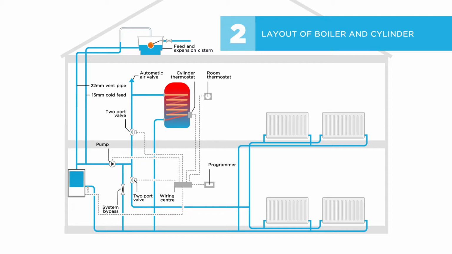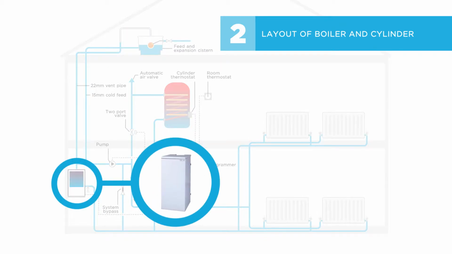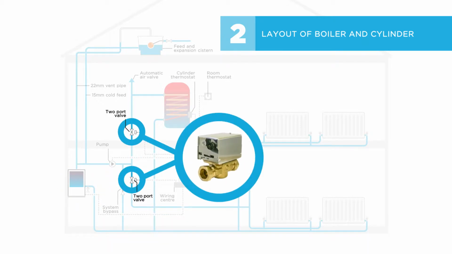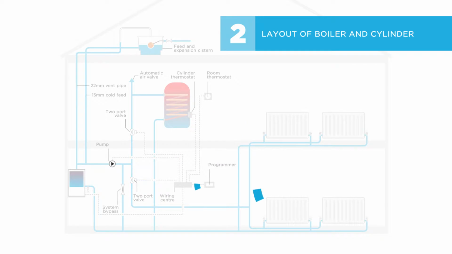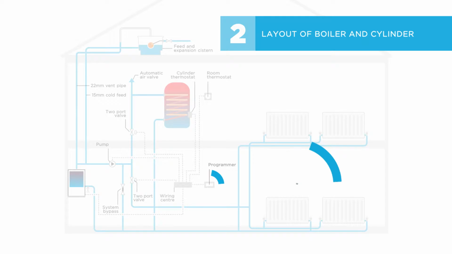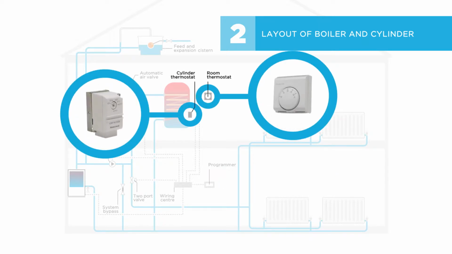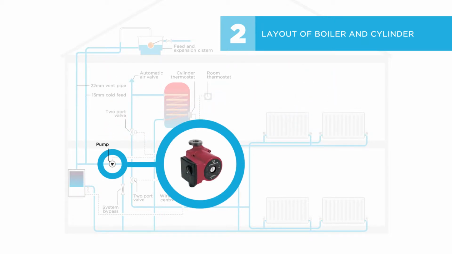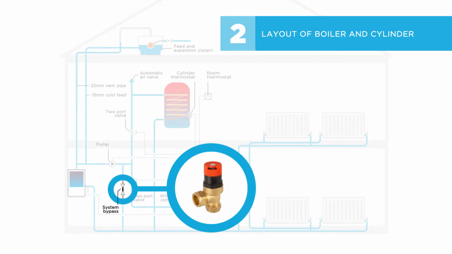This system includes a boiler which heats the water, two 2-port valves which control the flow of water to the central heating circuit and the hot water circuit, a programmer which activates the system, a room thermostat and a cylinder thermostat which controls the valves, a circulator or pump to circulate the water, a system bypass.